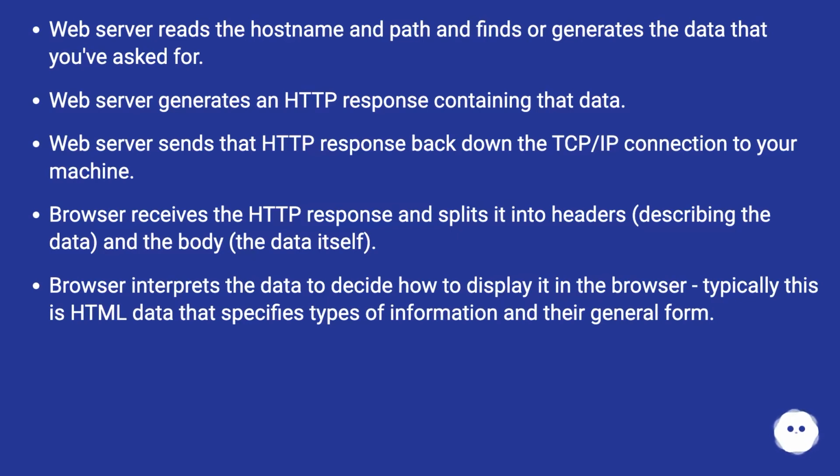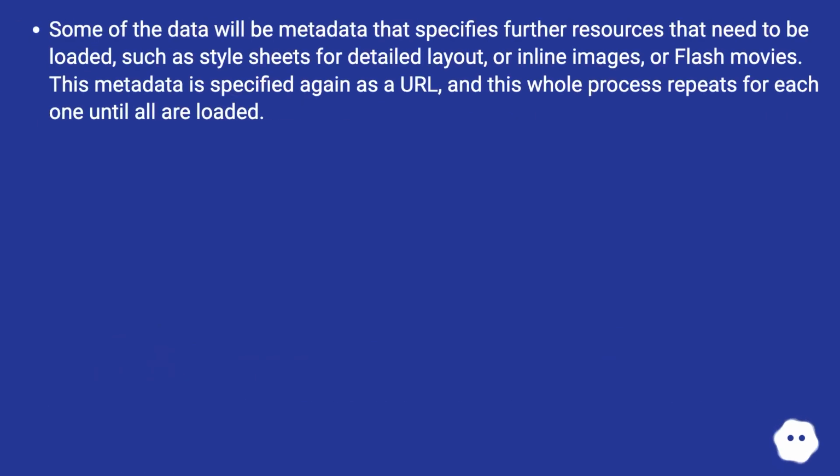Typically, this is HTML data that specifies types of information and their general form. Some of the data will be metadata that specifies further resources that need to be loaded, such as style sheets for detailed layout, or inline images, or flash movies. This metadata is specified again as a URL, and this whole process repeats for each one until all are loaded.